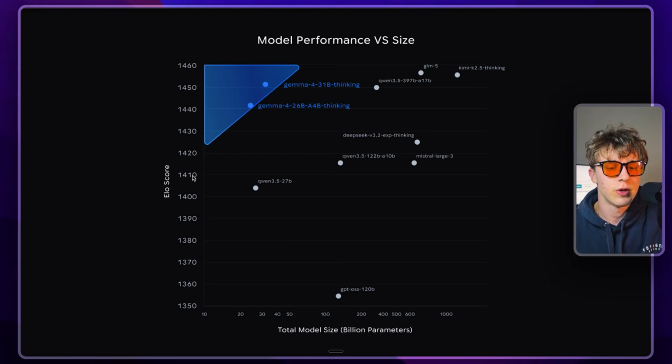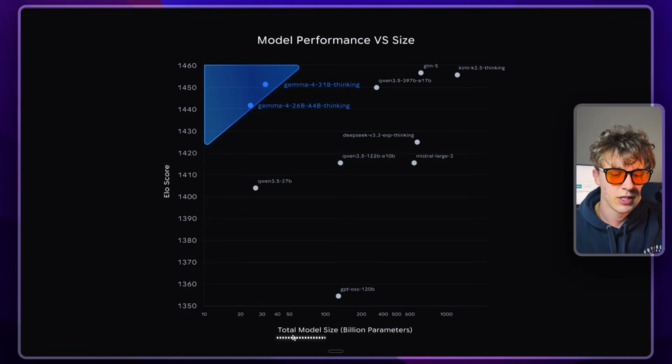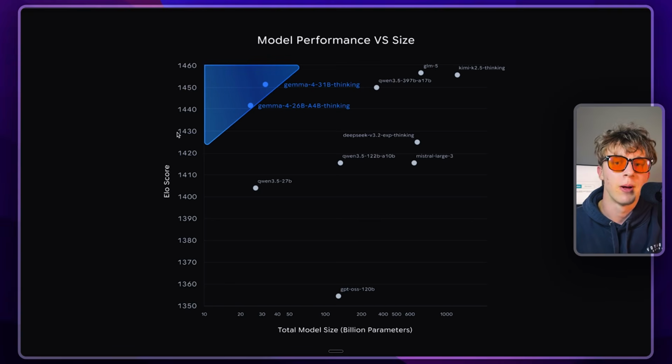And on this graph, there are two axes. Here on the bottom is the total model size in billion parameters, so basically how big the model is. And then here we have the ELO score, which is basically how good the model is, how smart it is, and how good it is at actually completing tasks.